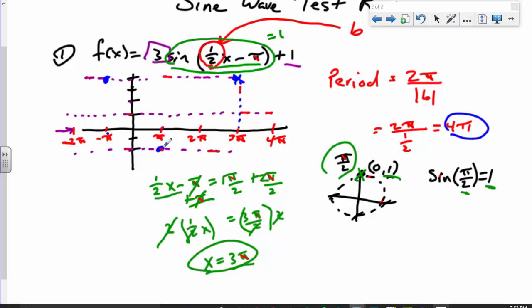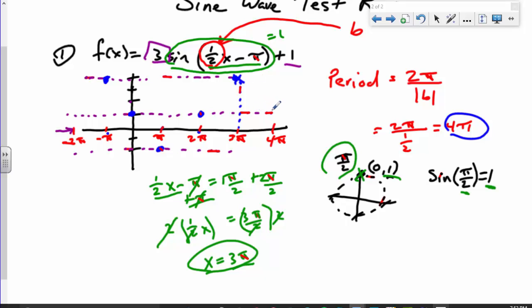So in between the two tops is the bottom. And in between the bottom and the top here is a middle point at 2 pi, which is right here. And in between the bottom and the top here is a middle point at 0.